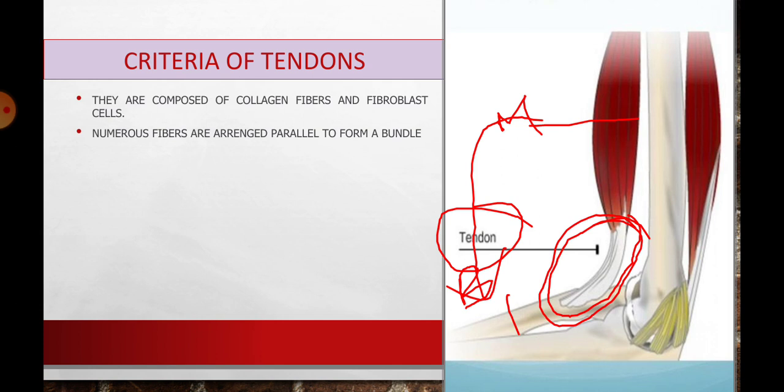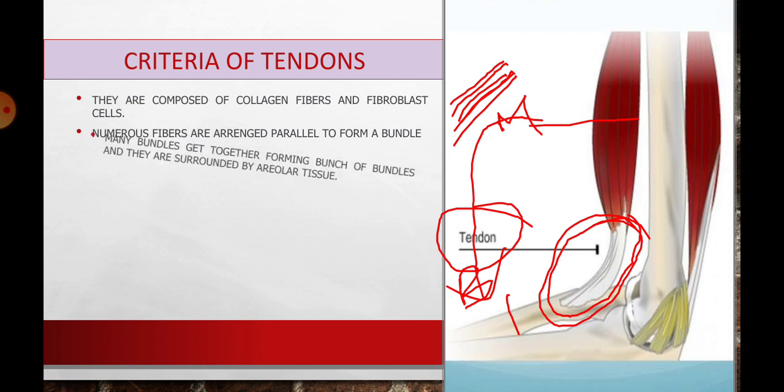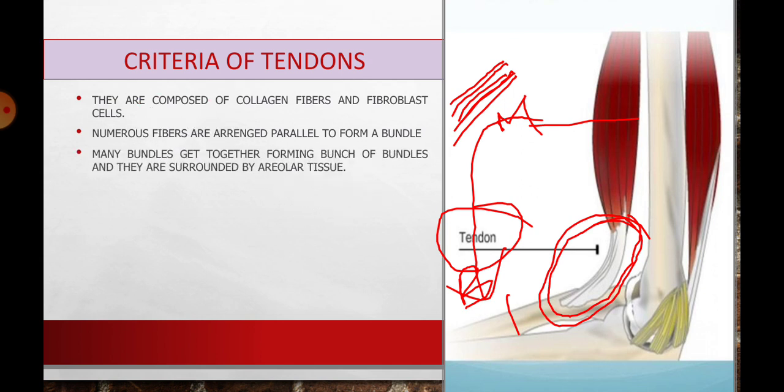And inside the tendons, numerous or many fibers are arranged parallel. That is, the fibers here are arranged parallelly, and many fibers form a bundle. And many bundles get together, forming a bunch of bundles. And the bundles are surrounded by a specific type of tissue that is called areolar tissue. Areolar tissue is one kind of connective tissue.